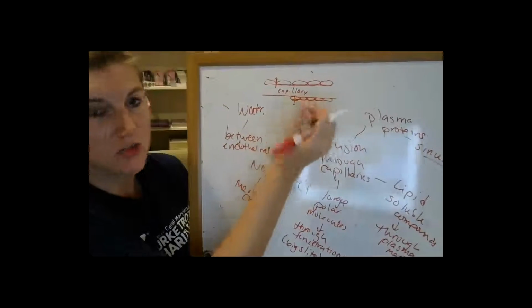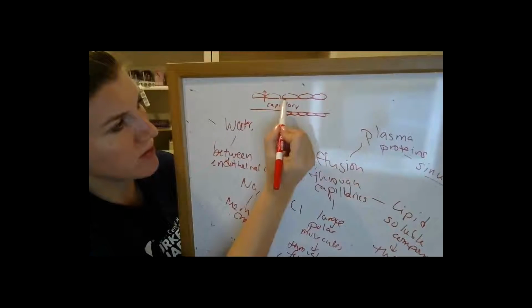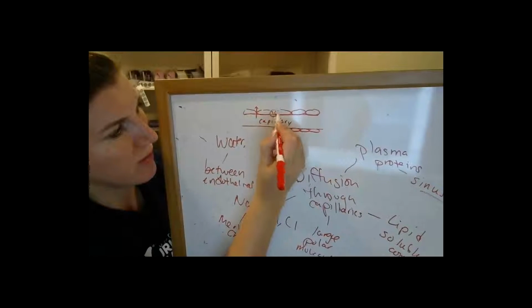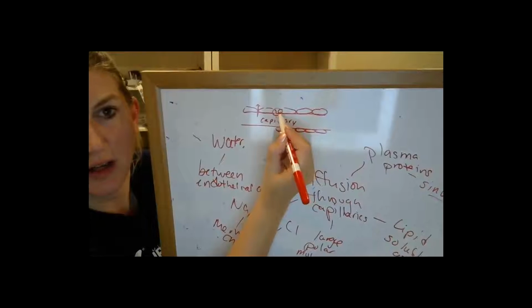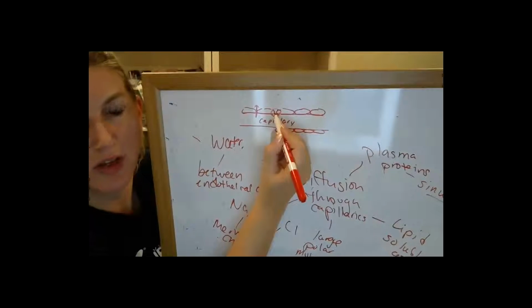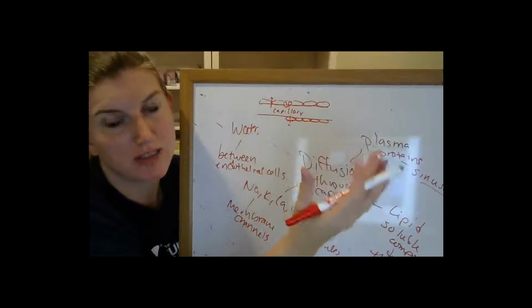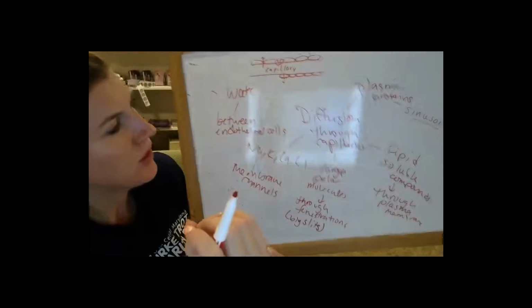The fenestrations would be kind of like this little oops here that I drew, right? You can see that there. I drew like a gap in between the endothelial cells. That would be like a fenestration or a sinusoid, a large space.